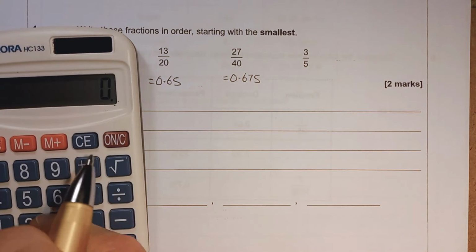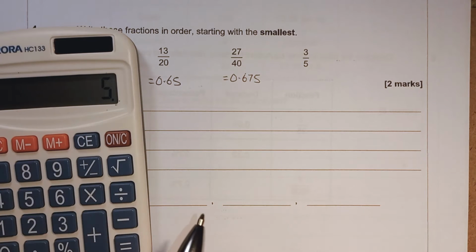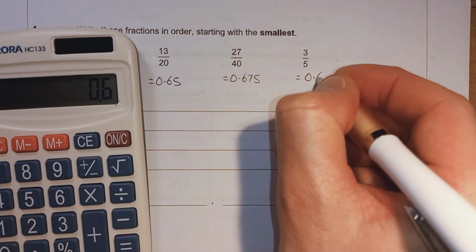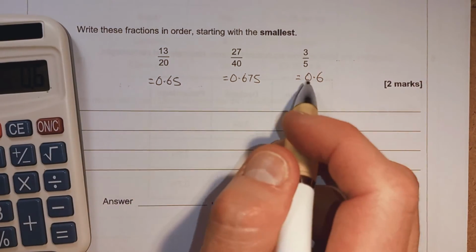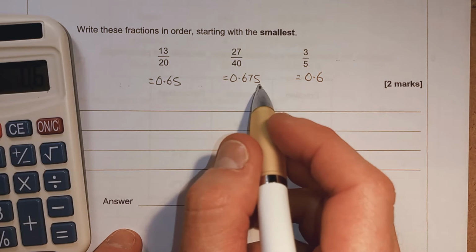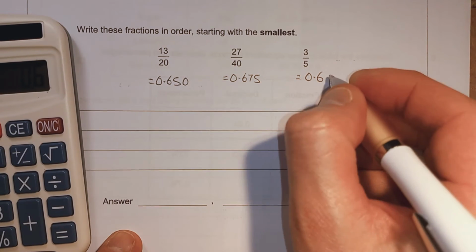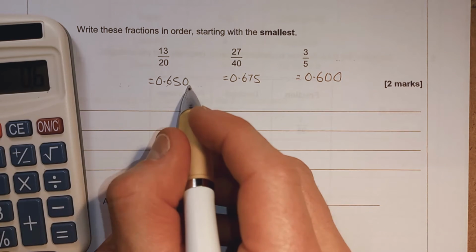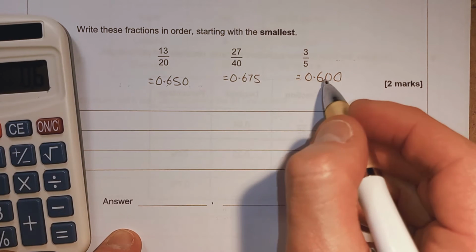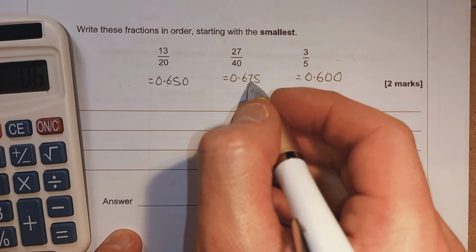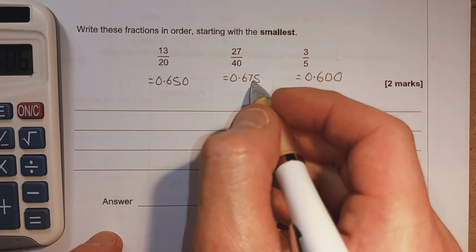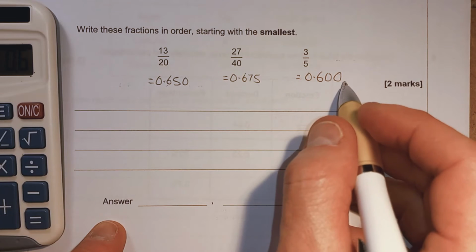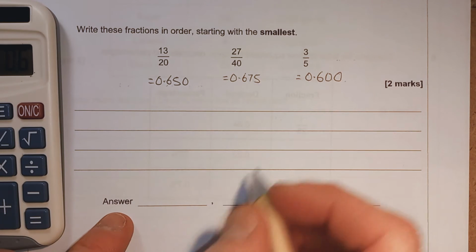That's 0.675. 3/5, or 3 over 5, is 3 divided by 5, which is 0.6. If we want to be able to compare them nicer, well, this has got 3 decimal places, so let's put a 0 and 2 zeros there. So now we've got 650, 675, 600. This is the bigger number. So, we're starting with the smallest. So the smallest, 600, is smaller than both of those.